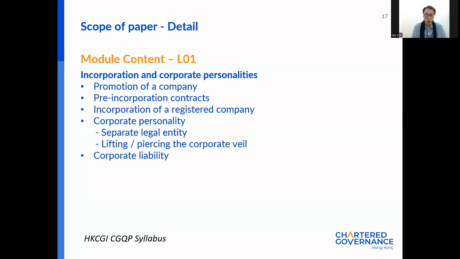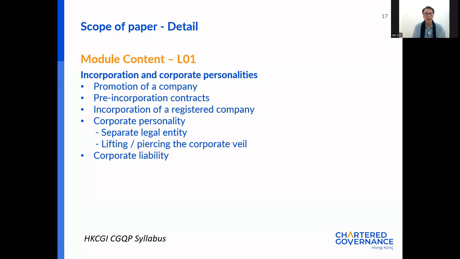So if something goes wrong and the other contracting party comes to sue the company, then the company can argue it's a pre-incorporation contract. The company was not yet formed. You cannot hold me accountable and legally liable for a contract, to have contractual obligations, when I was not yet born, wasn't even born yet. So that's why this is a quite interesting topic, because in real life it's entirely possible. But of course, nowadays, the time it takes to set up a company is much shorter than before.